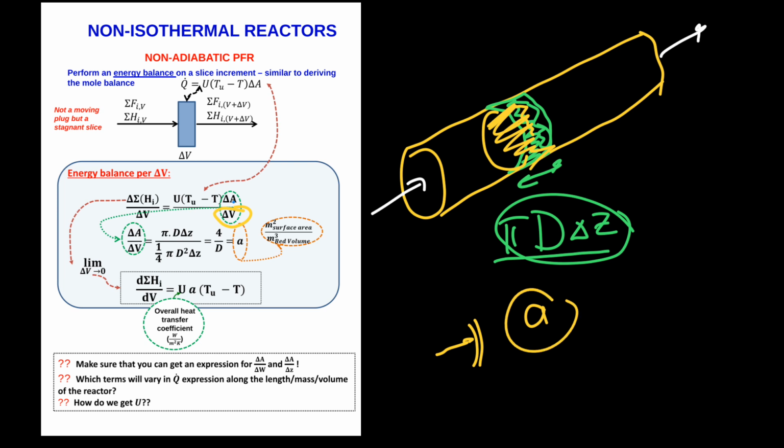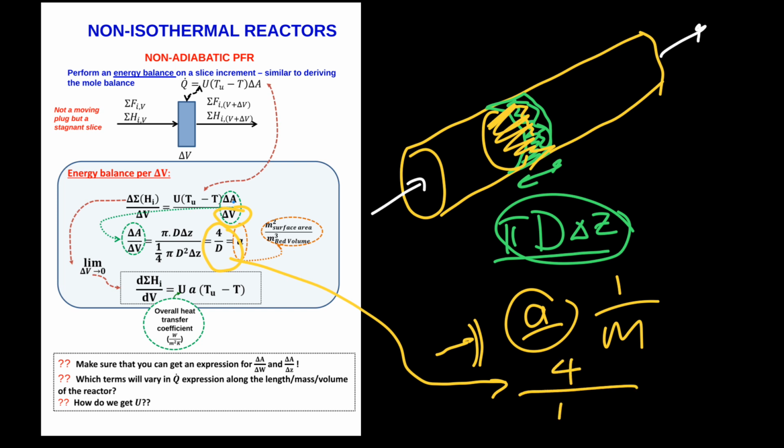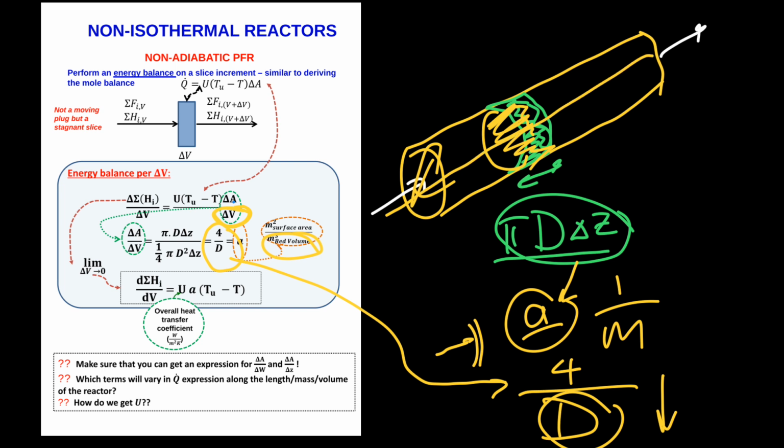So this small a has units of per meter for a tubular reactor, which is always the reactor type, and I don't know of any other kind of reactor type that we are going to consider. It will always result in an equation that is inversely proportional to the diameter of my tube. So the smaller I make the tube diameter, the larger I make the area that is available for heat transfer per cubic meter of my reactor as the fluid flows through my reactor.